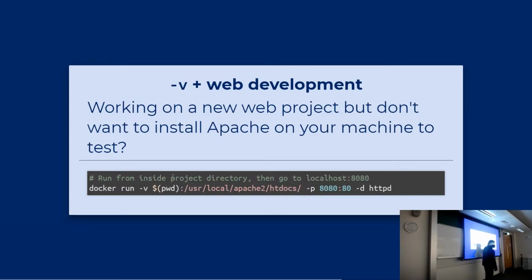Minus p 8080. If you don't do 8080 to 80 and instead do 80 to 80, you'll have to run it with sudo because you can't bind to ports under 1000 without sudo. And then httpd. And again, if you don't have it, you'll pull it. And if you do have it, like I do, because I use this way too often, then it'll just run.